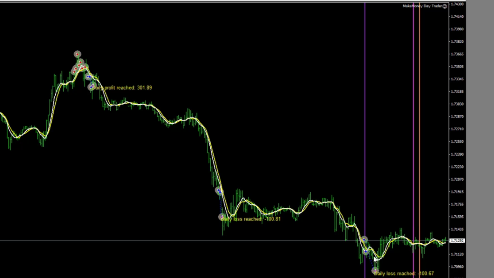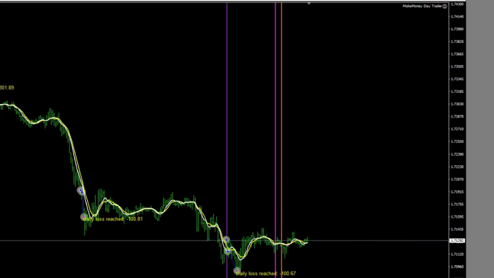Then the next day, which is very close, let's open it up again. Again, a very strong trend. It started trading against the trend, and in fact the trend did reverse, but then the trend continued and it was stopped out at minus 100.